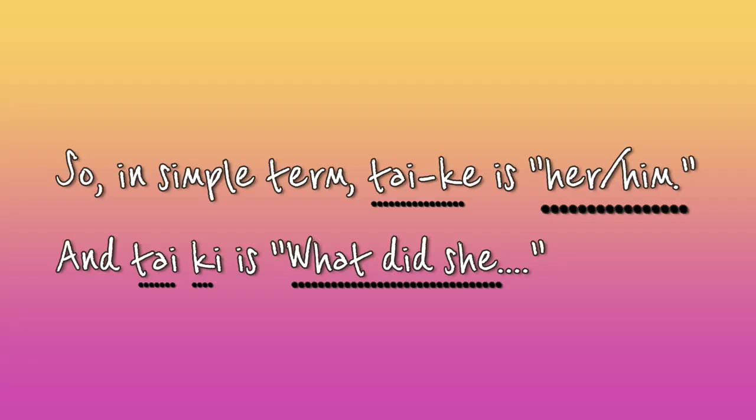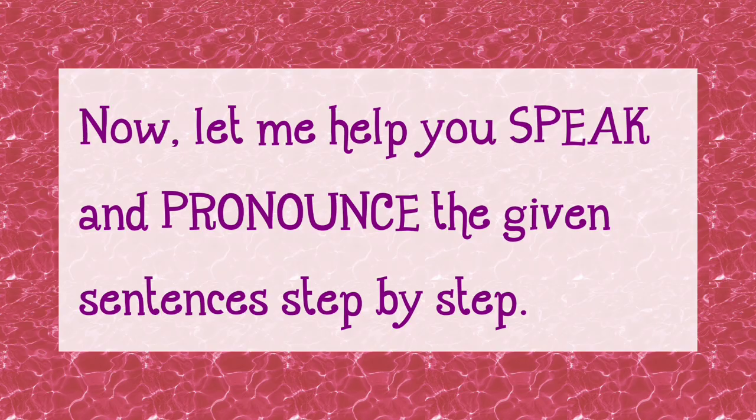So, in simple terms, tai-ke is her or him, and tai ki is what did she. Now, let me help you speak and pronounce the given sentences step by step.